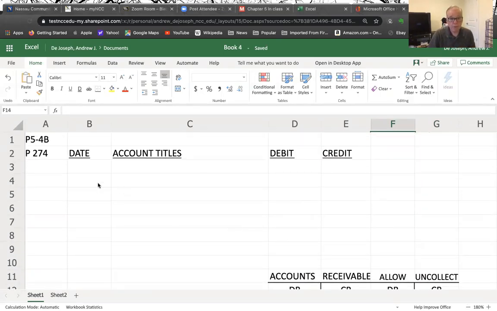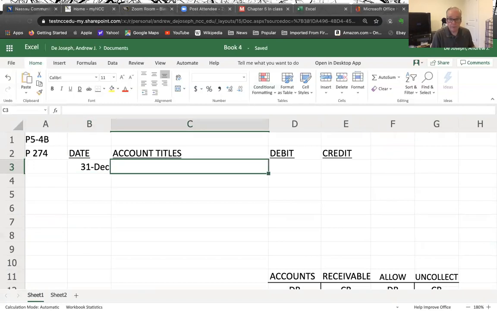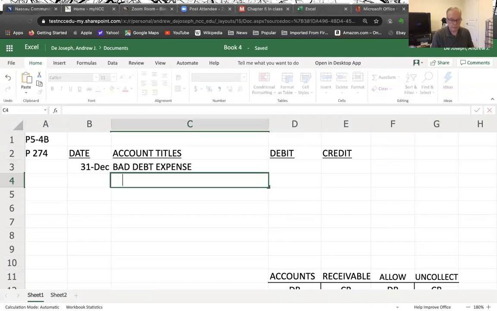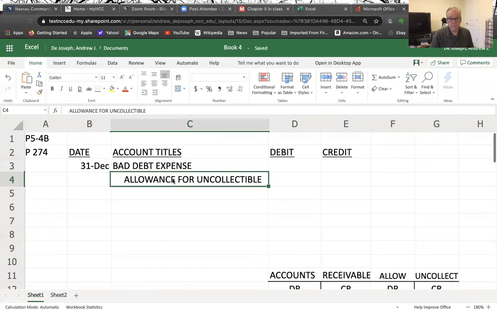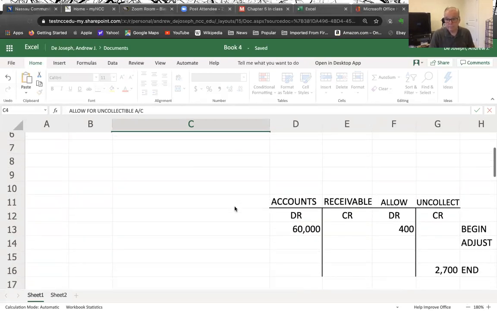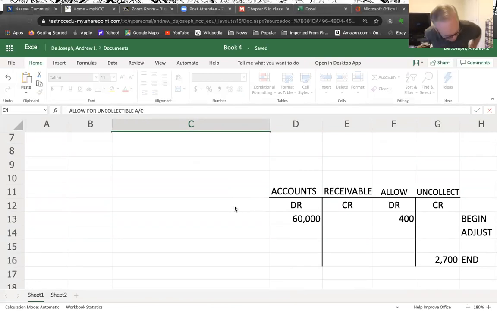Okay. Now what entry are we going to make? December 31st, we're going to debit bad debt expense and credit allowance for uncollectible accounts, right? Calculate that number.